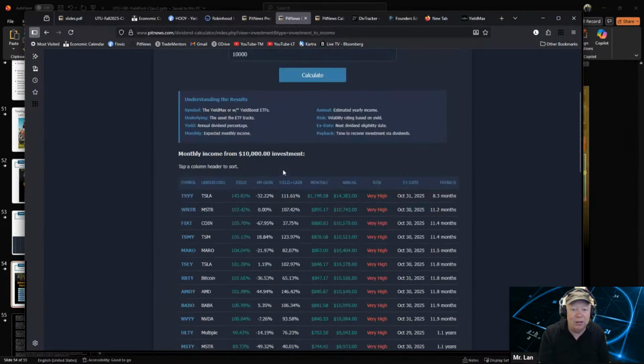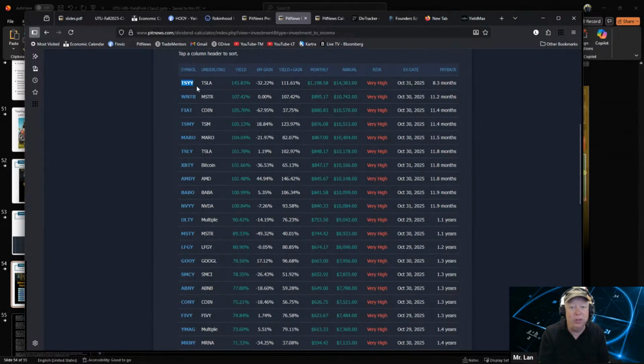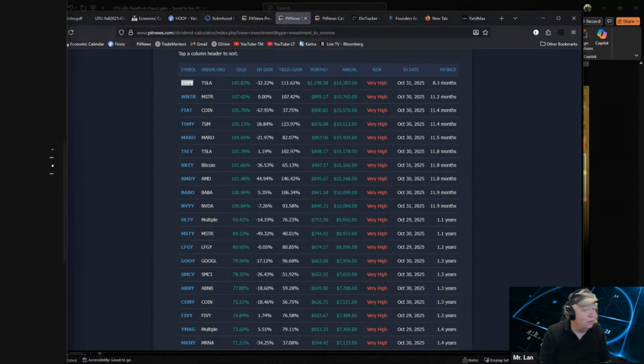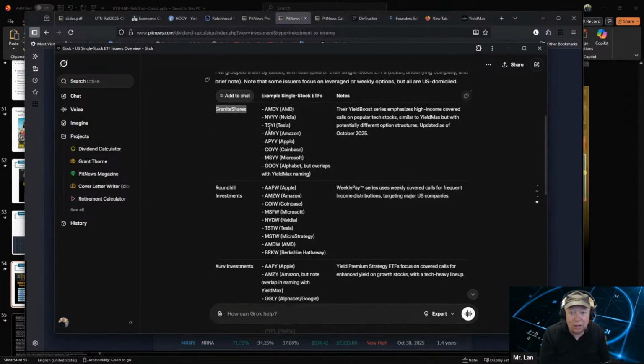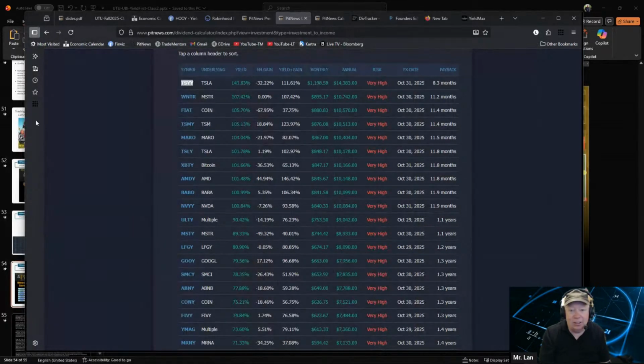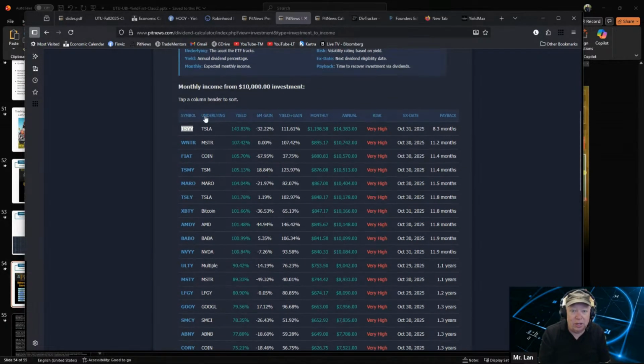So if you take your $10,000 and you put it into TSYY, now it looks like we do have some Granite Shares, because TSYY is a Granite Shares fund. If we come over to TSYY, it's right there. And see, Grok made a mistake. This says TSYI, and it's not. It's TSYY. We talked about that last class. That's a mistake. It's actually TSYY. It's the number one symbol. It's an extremely high risk model, but it does return 143% annualized return.